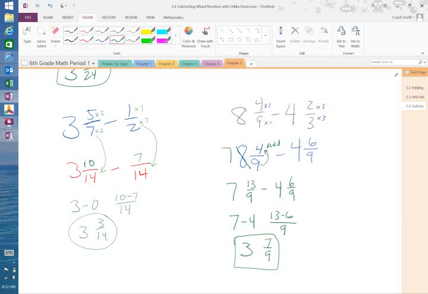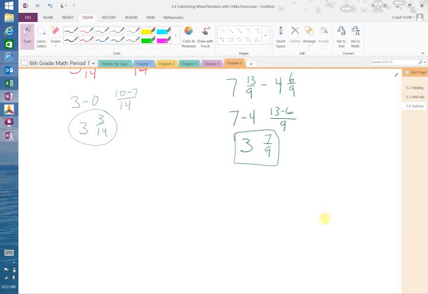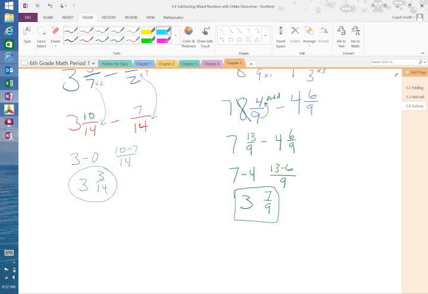Anybody not understand where we got that, where we got all the information there? If you do, don't hesitate to ask, because I'll be glad to explain it. Okay, I want to look at a specific problem. Yes, Xavier? Right here? Because I borrowed. That's where I added here. I borrowed 1 from the 8, making it 7. And when I borrowed 1, I basically took 4 over 9 and added 9 over 9 to it. Right here. And that's where I got the 13 over 9. Okay?